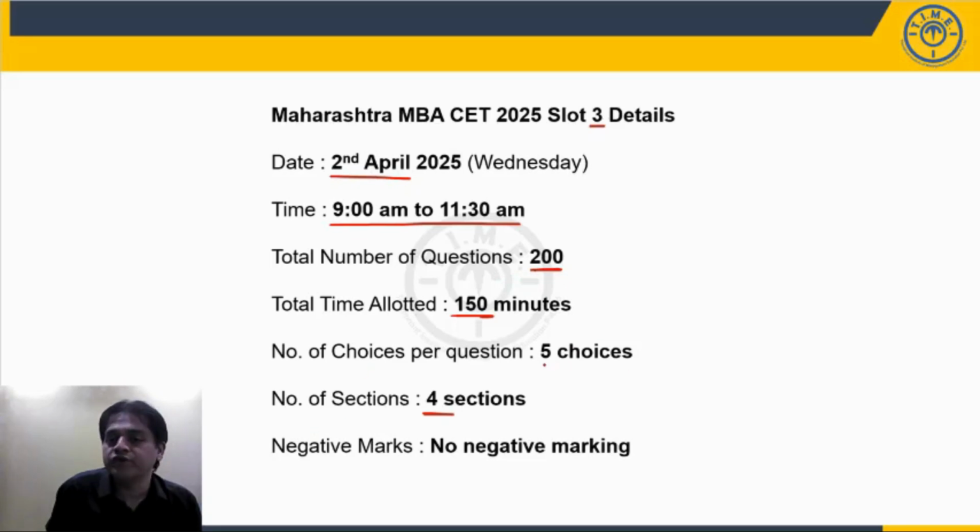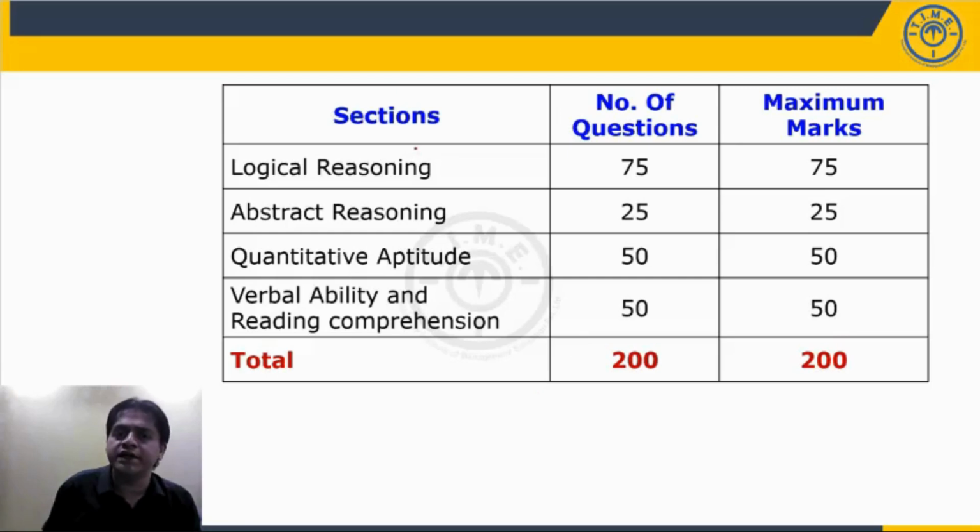Each question had 5 choices. Exactly one of those 5 choices was to be marked as the correct answer. There was no negative marking. So absolutely no surprises in terms of the pattern of the paper. Also in terms of the distribution of number of questions, it was along the expected lines as released by DTE. So the 4 sections were logical reasoning comprising 75 questions, abstract reasoning comprising 25 questions, quantitative aptitude 50 questions, verbal ability and reading comprehension 50 questions. So that was the breakup of the questions. Again, no surprises there.